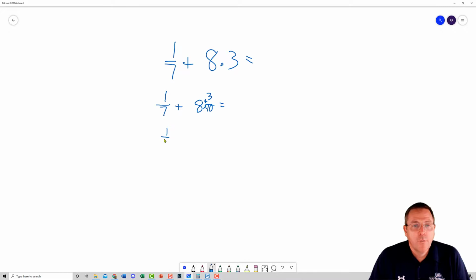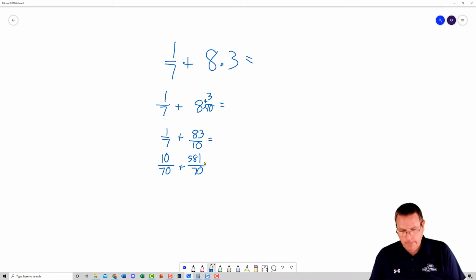From there, I'm going to change this into an improper fraction using my Texas approach. That means I'm going to have 1/7 plus 10 times 8 is 80 plus 3 is 83/10. From here, we're going to find our least common denominator. The least common denominator is going to be 70 for this one. 7 goes into 70 10 times. 1 times 10 is 10. 10 goes into 70 7 times, and 7 times 83, that's going to be 560 plus 21, 581.